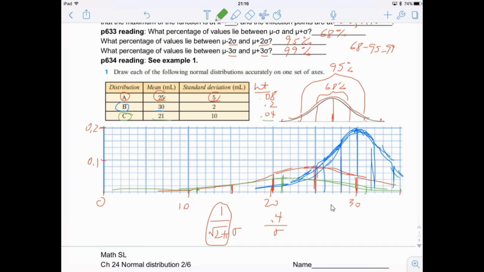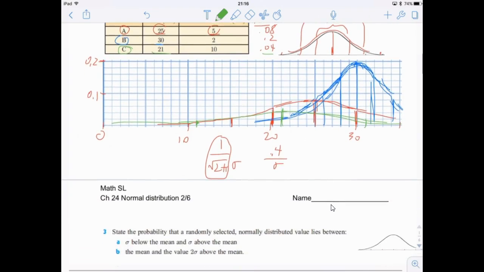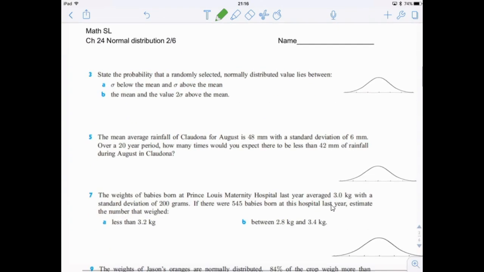Alright, moving on to page 2. 3. State the probability that a randomly selected normally distributed value lies between sigma below the mean or sigma above the mean. Well remember, we know the 68, 95, 99 rule. 68% means between 1 standard deviation to the left and 1 standard deviation to the right. 95% between 2 standard deviations to either side, and 99% 3 standard deviations to either side.